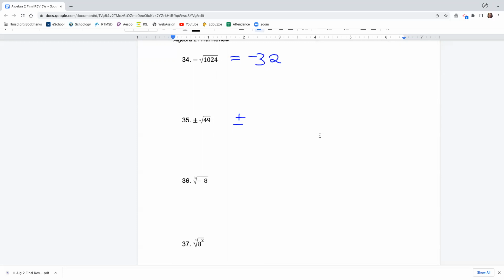Plus or minus, don't get confused with that symbol, it just means the positive and negative version of whatever this is, which is going to be plus or minus 7. Cube rooting a negative number does work. Put it in your calculator to verify. It's negative 2.